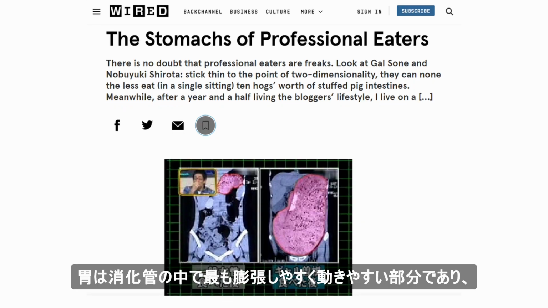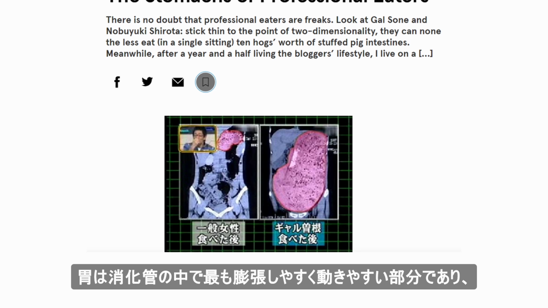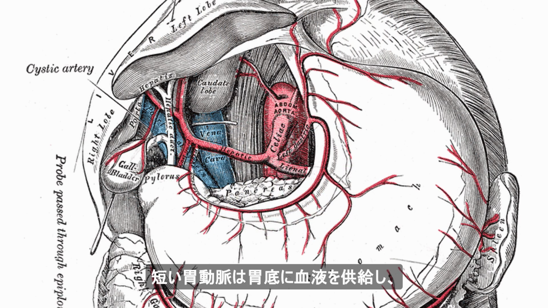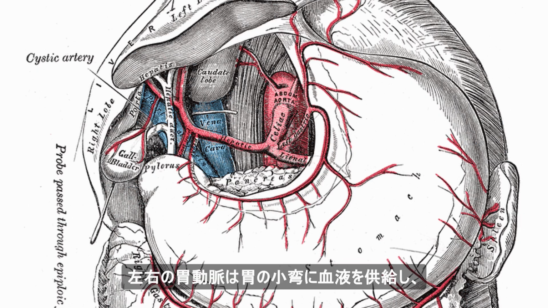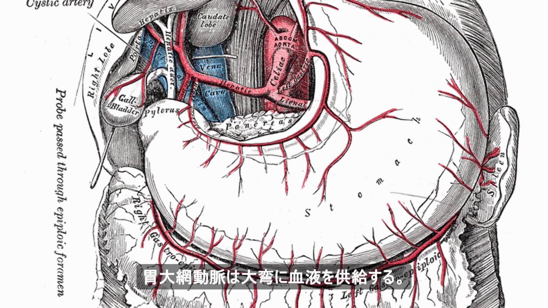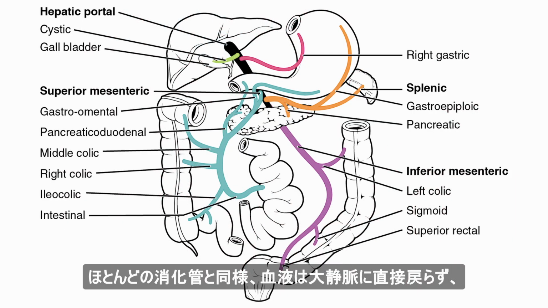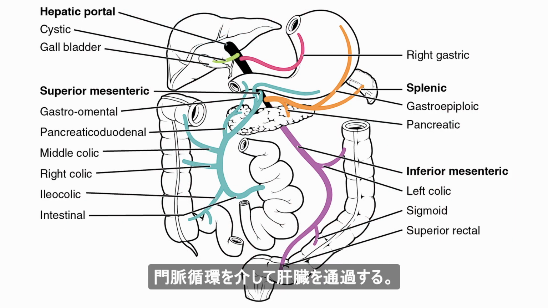The stomach is the most distensible and mobile part of the digestive tract and requires a rich blood supply. The short gastric arteries supply the fundus, the left and right gastric arteries supply the lesser curvature of the stomach, and the gastroepiploic arteries supply the greater curvature. As in most of the digestive tract, blood does not return directly to the vena cava, but instead passes through the liver via portal circulation.